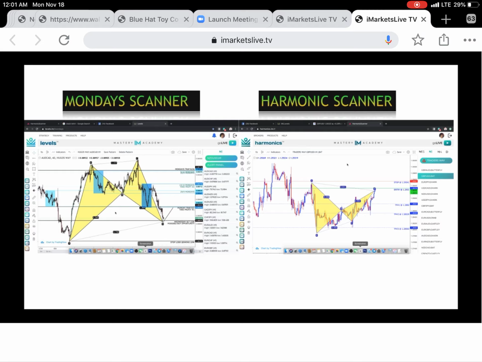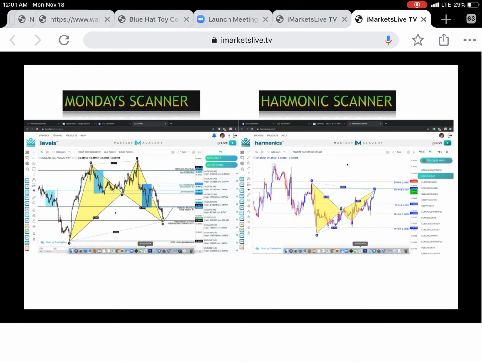Over to the right, I just want you to draw a butterfly. Draw that same pattern that you see for the Harmonic scanner, and put the letter D at the top. If the D is on the top right, you're going to sell. Then draw the same pattern that's on the levels chart on the left-hand side, and put the D on the bottom. Then write, if the D is on the bottom, we're going to buy.